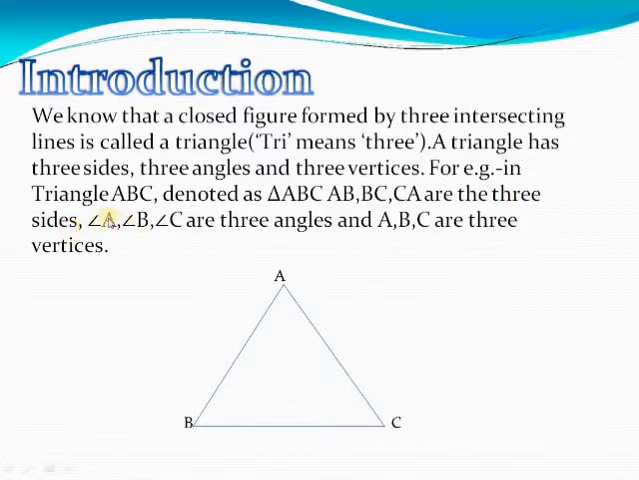Now angle A, angle B and angle C are the three angles. See, this is angle A, this is angle B and this is your angle C. So these are the three angles, and A, B and C are the three vertices. Vertices means the pointed edge. So this pointed edge, that is B, and this C, they are called the vertices of the triangle. So these are the basic things that you are expected to know from your junior class.